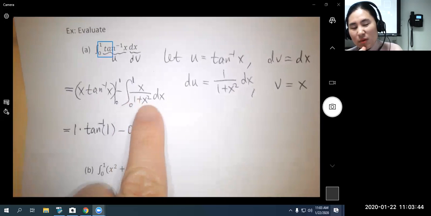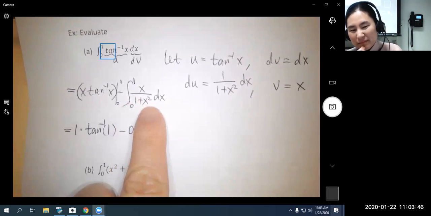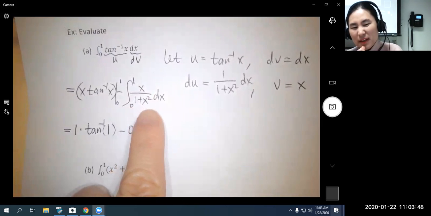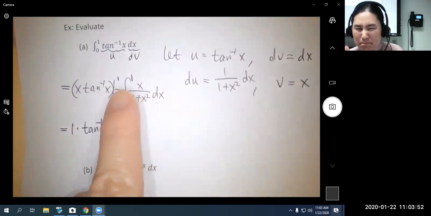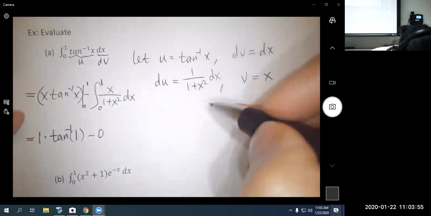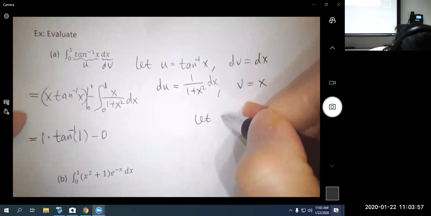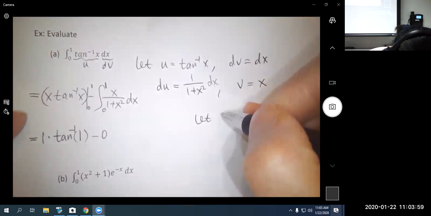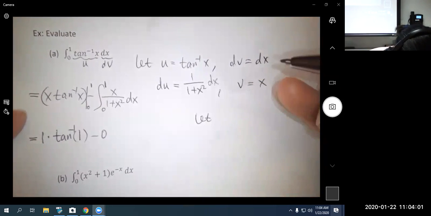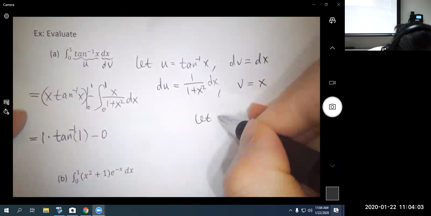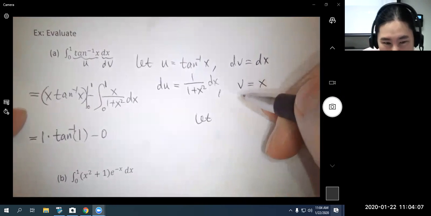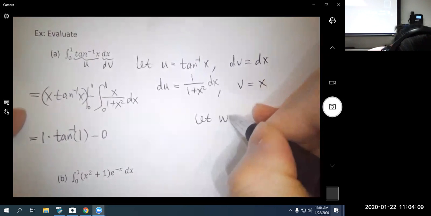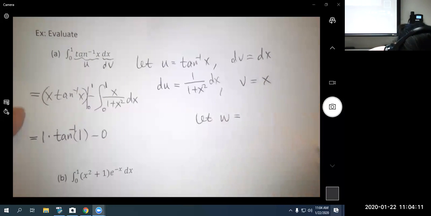x over 1 plus x squared, we don't know directly. But can we use the substitution rule? Let's give it a try. Every time it is u, too many u's, but we can still use u. Or if you want to use a different letter, you can use w or something else. I'm going to use w this time. You can still use u. I'm going to let w equal 1 plus x squared.